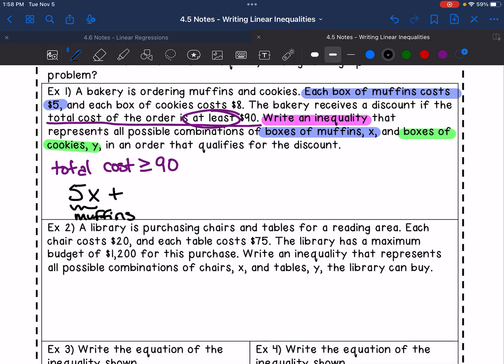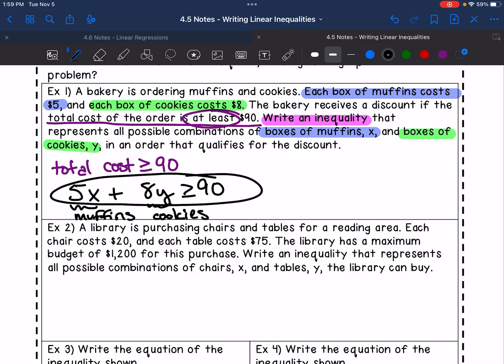And then I'm going to have to add to that how much I'm spending on cookies. So for cookies, it says each box of cookies costs $8. Well, remember we said cookies was Y. So that's going to be 8Y for my cookies. All right, and then those two together are going to make our total cost, and then it has to be greater than or equal to 90. And that's as far as we go because it just wanted us to write the inequality.